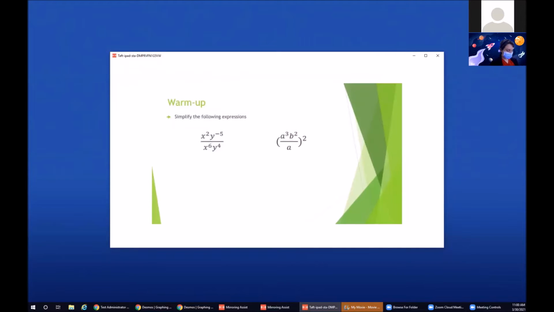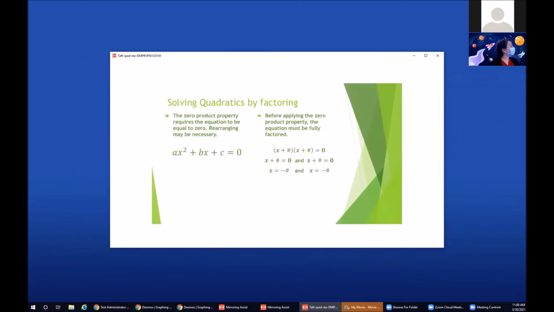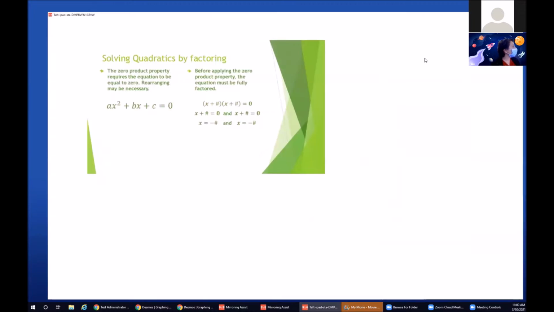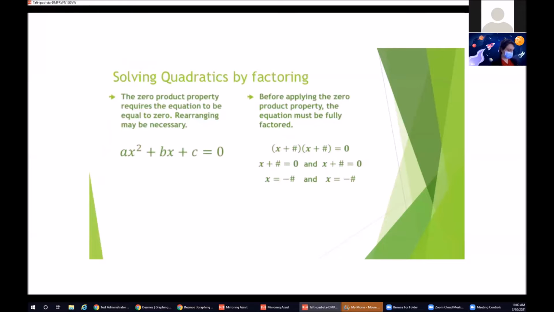So today we are going to be solving quadratics by factoring. Can everybody see my page? Can y'all see it? Yes, okay.